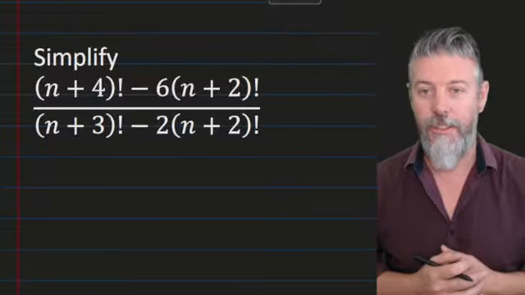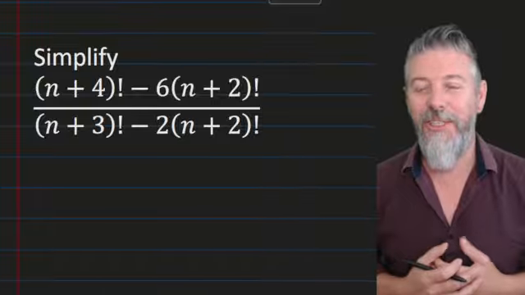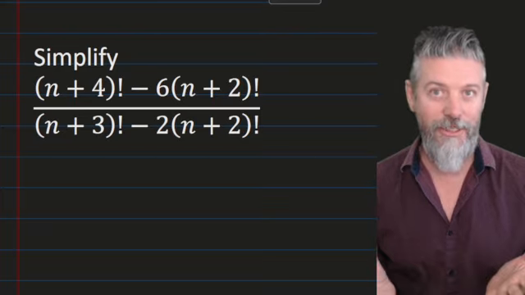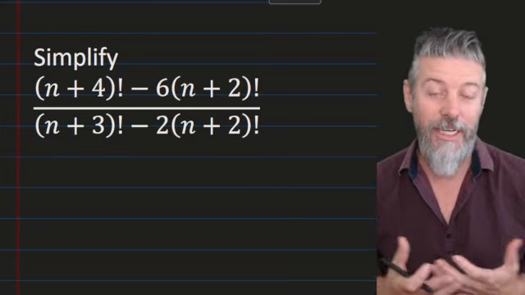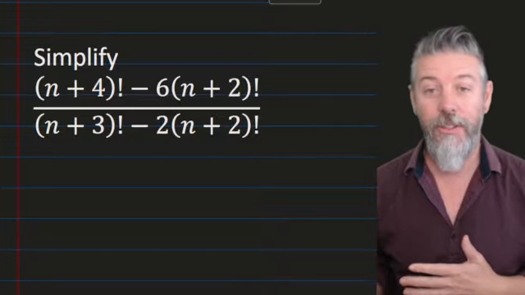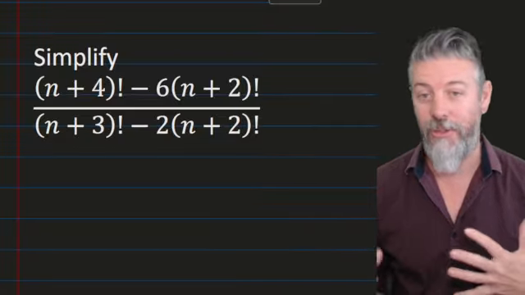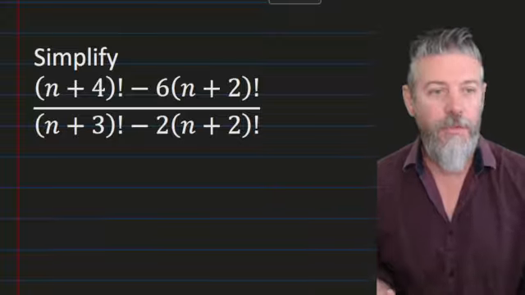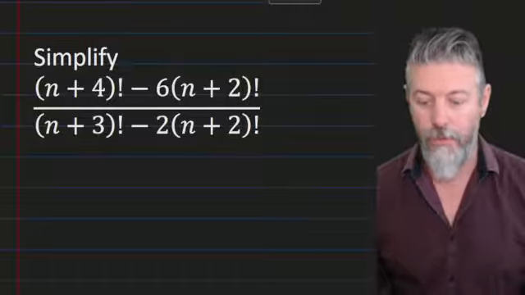All right, so let's have a look at this question. So if you haven't seen factorials before, this could look very strange. So n plus 4 exclamation mark, which we state is a factorial, minus 6 lots of n plus 2 factorial over n plus 3 factorial minus 2 lots of n plus 2 factorial. So first things first, what does this factorial mean?